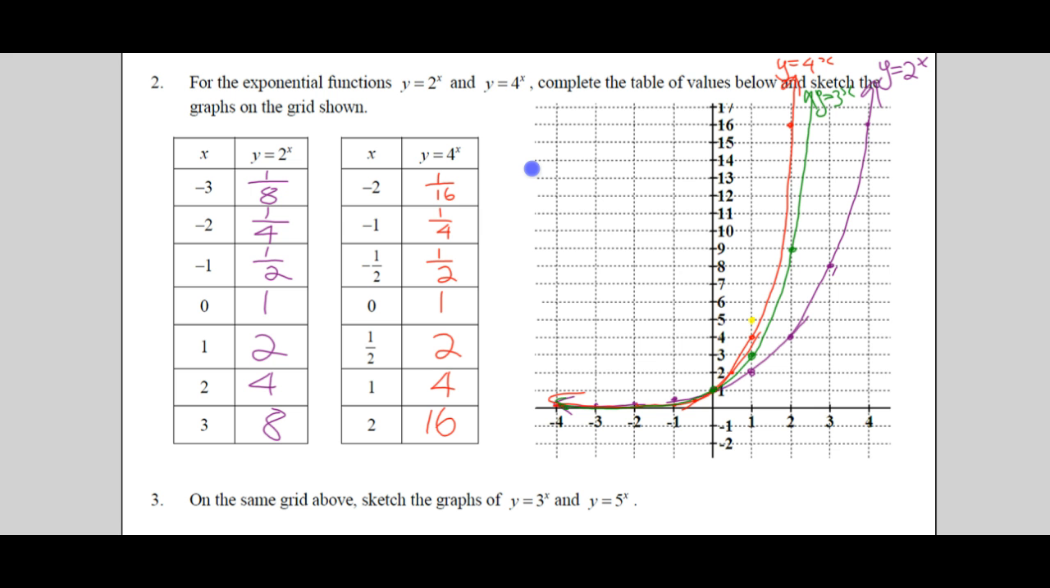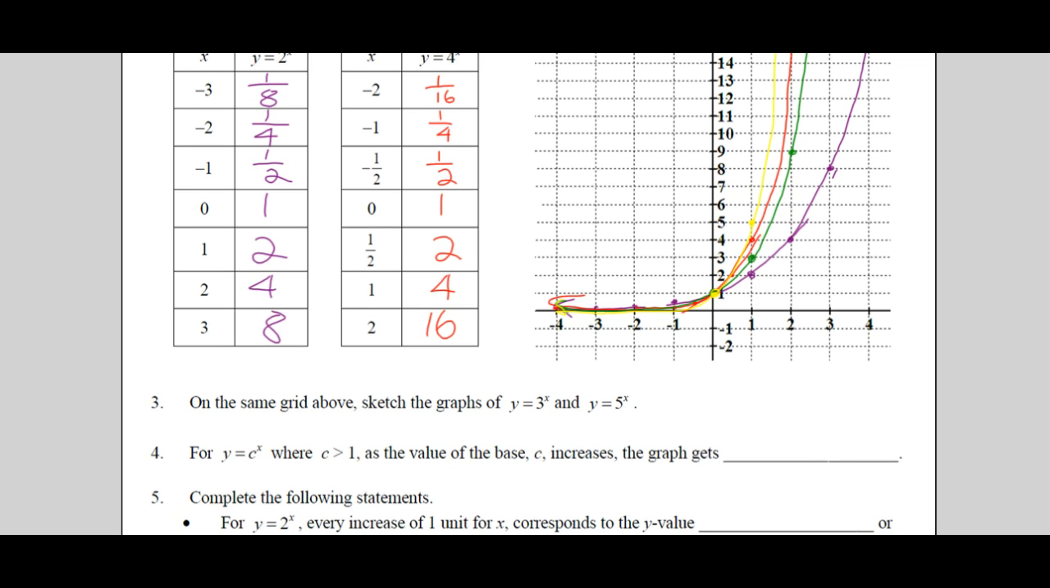1 is 5. 2 is 25. What's 0? 1 again, right? They're all going through this point, right? Because anything to the 0 is 1. Okay, will the yellow line be below all three lines, in between, above? Below. Because at -1, it's going to be 1/5, right? We have 1/2. At -1, we have 1/4. With 3 to the x at -1, it's 1/3. This is 1/5. So it goes lower, faster, and it gets higher, faster. That's 5 to the x.